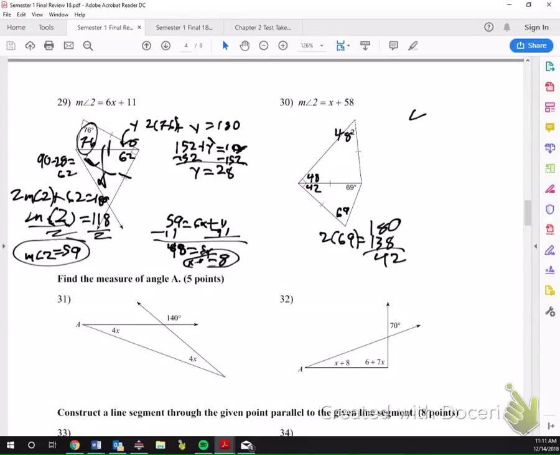So we know that 48 equals x plus 58. Subtract 58 from both sides, and we get x equals 10. Negative 10, rather. So what happened there is I subtracted 58 from both sides, and that gave me negative 10 equals x.